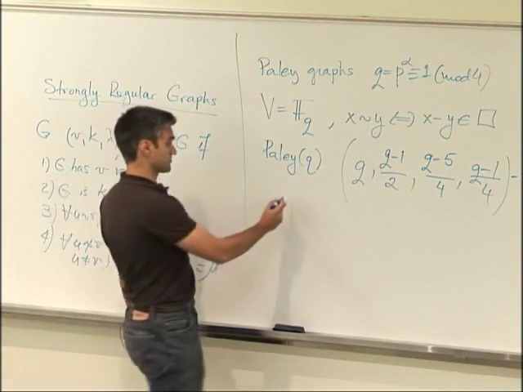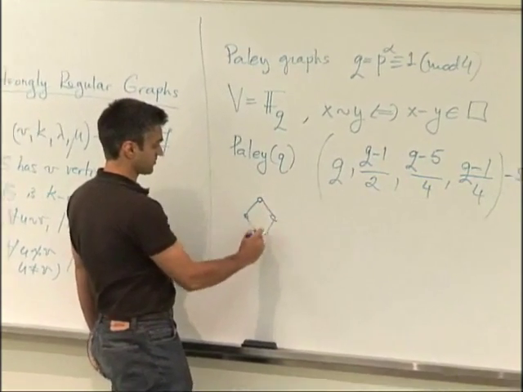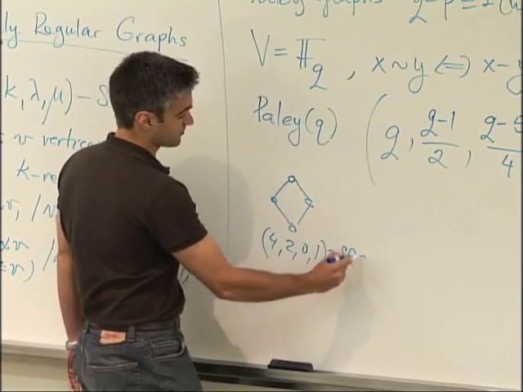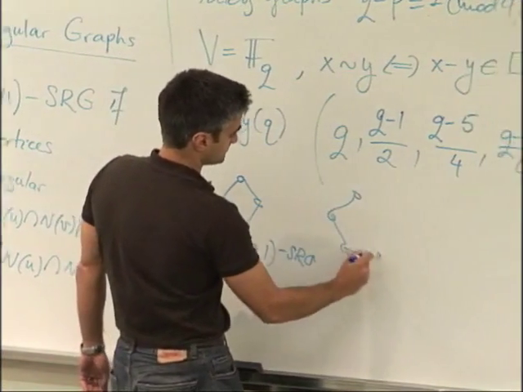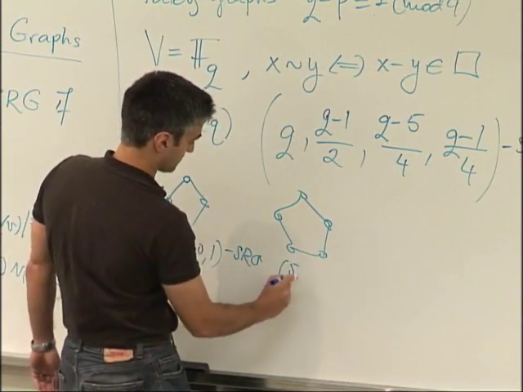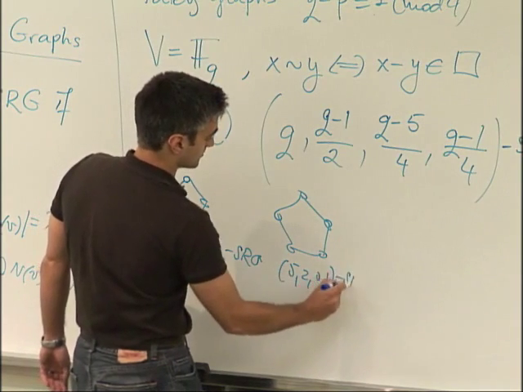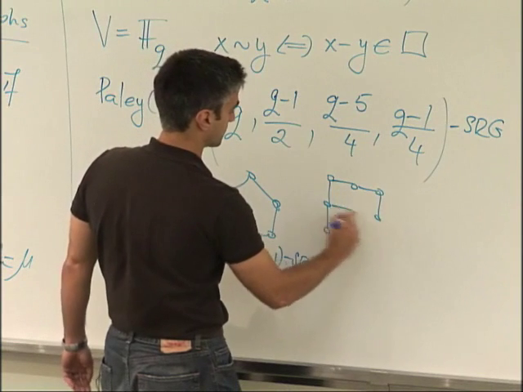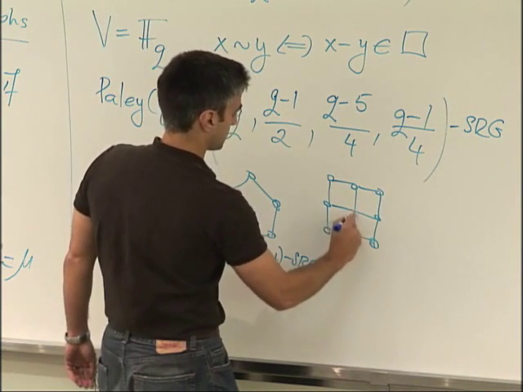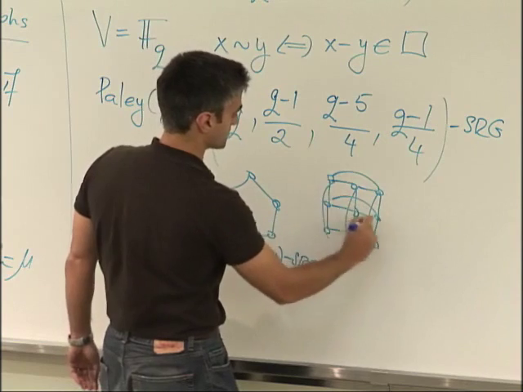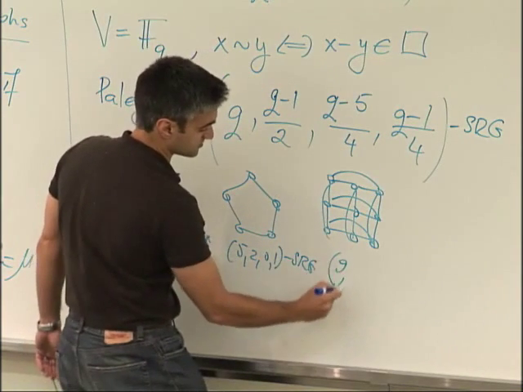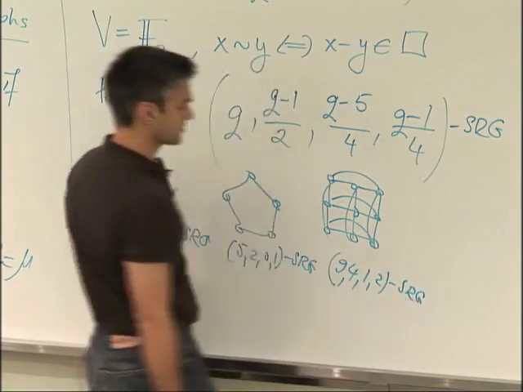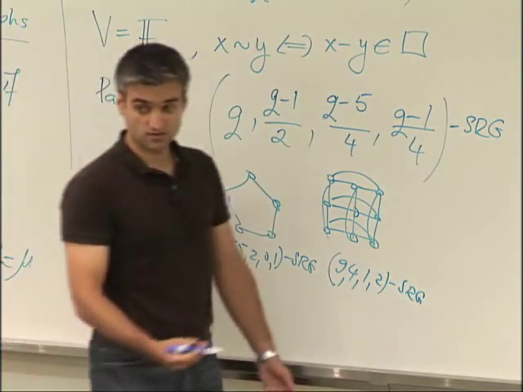I can draw pictures of some of the smallest ones. So C4 is a (4, 2, 0, 1) strongly regular graph. C5 is a (5, 2, 0, 1) strongly regular graph. And then you have this 3 by 3 grid where everything in the same row and the same column is adjacent to each other. So that's a (9, 4, 1, 2) strongly regular graph, I think. And the Petersen graph.